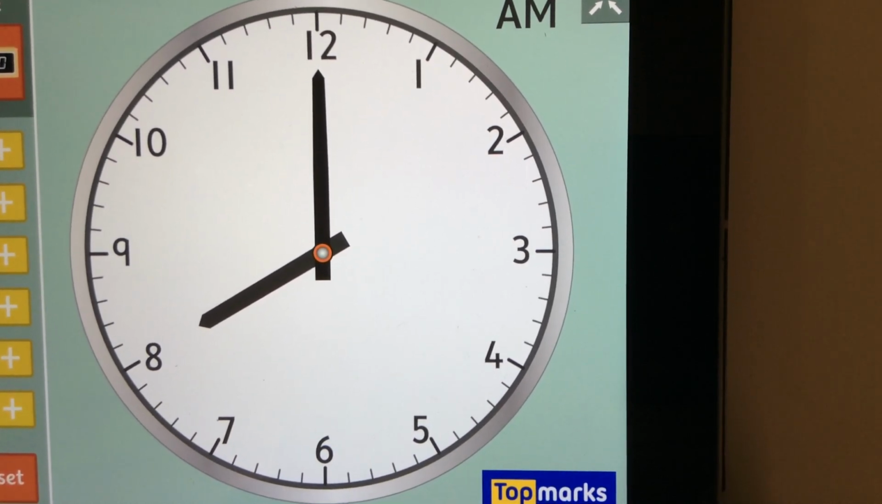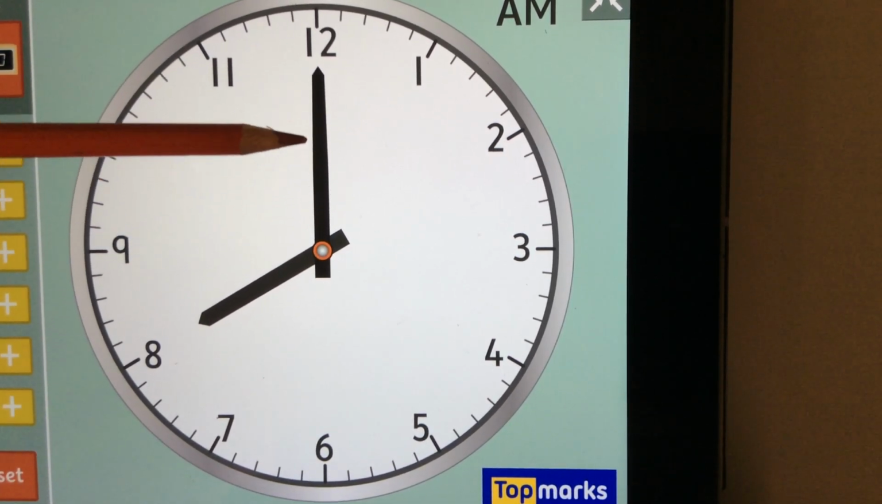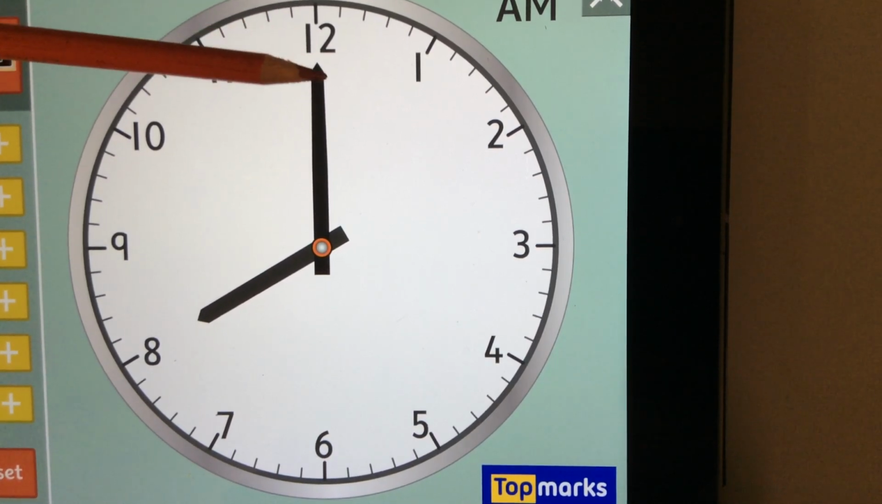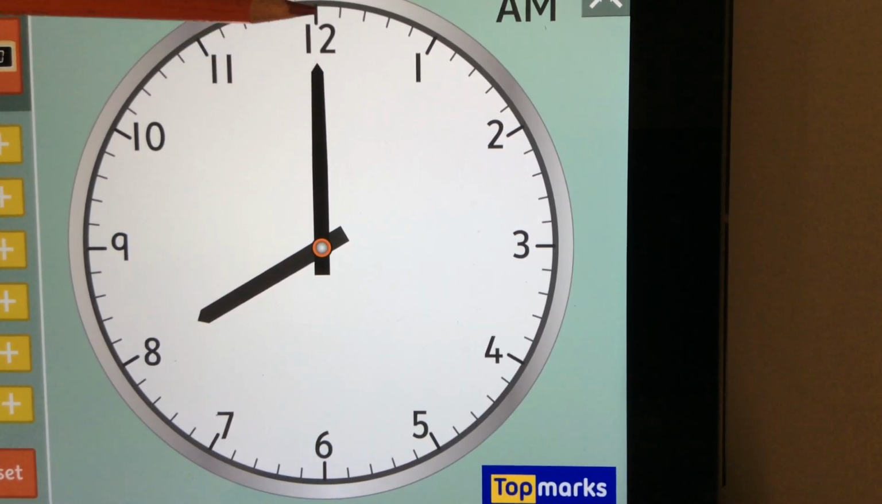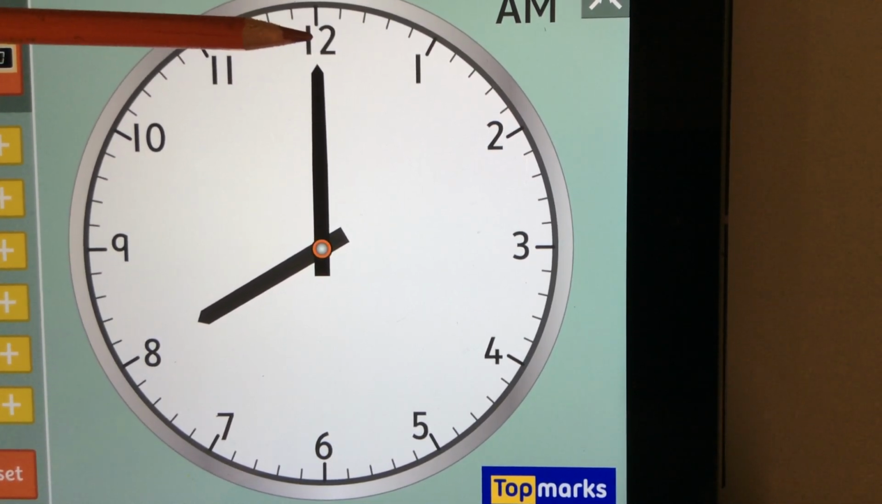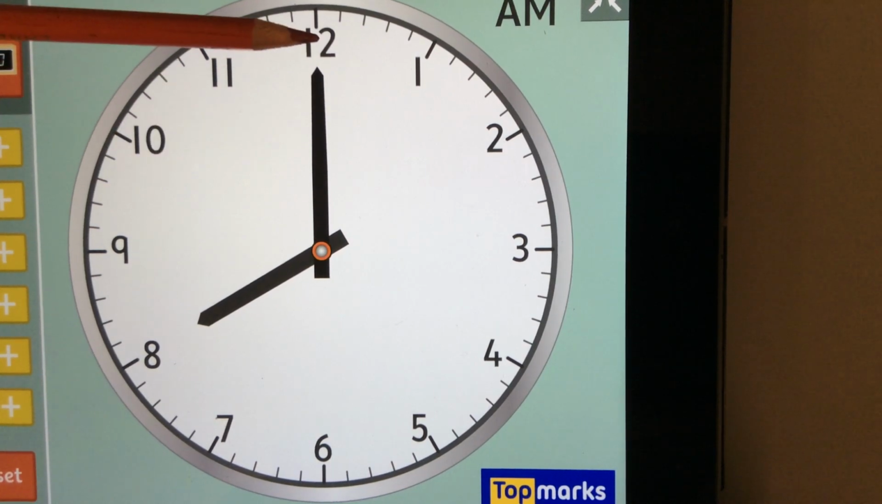Now how do I know it's 8 o'clock? Well, my minute hand, when we're talking about o'clock, the hour, will always point to the 12. Exactly dead on the 12. If it's not dead on the 12, you've not got to the end of the hour yet. So that's one thing. The long hand is going to point to the 12.